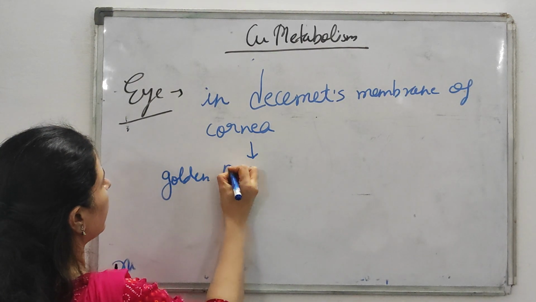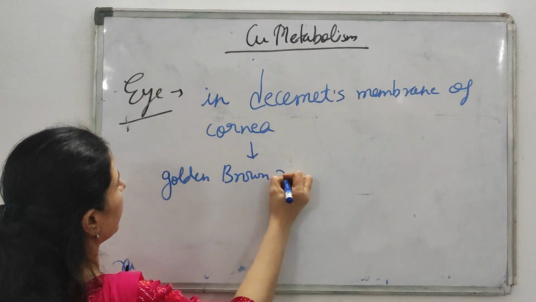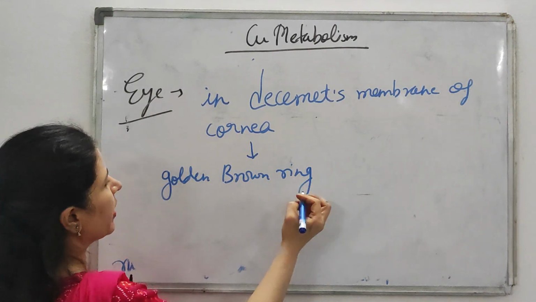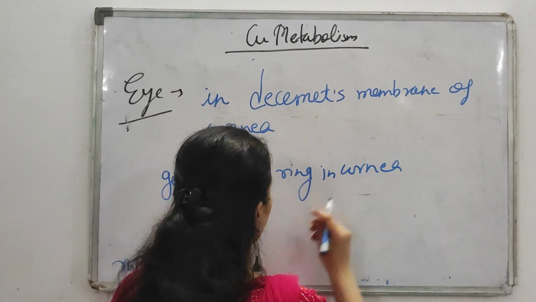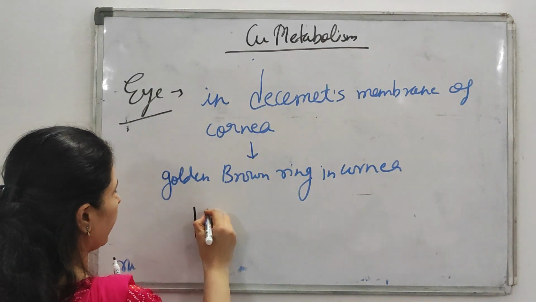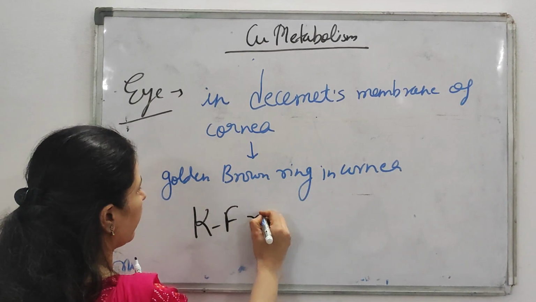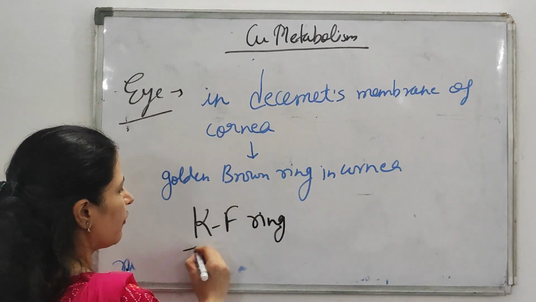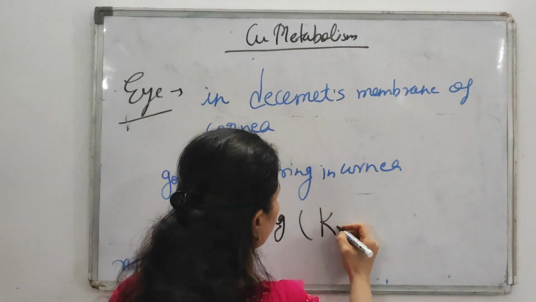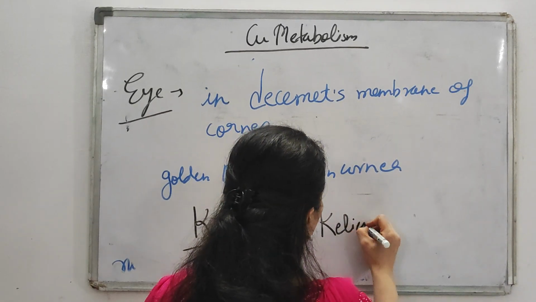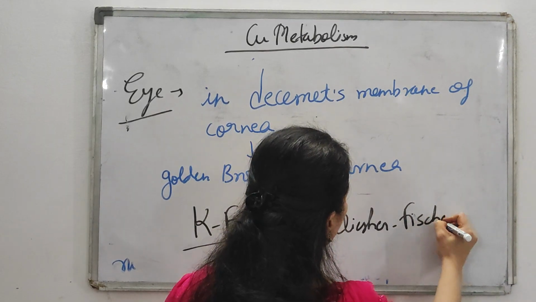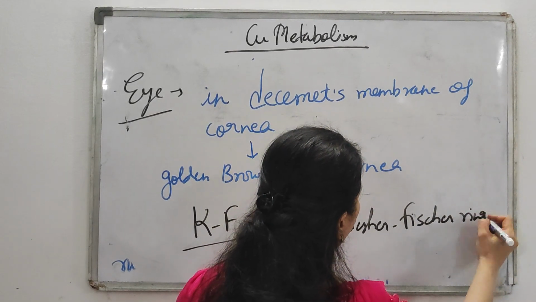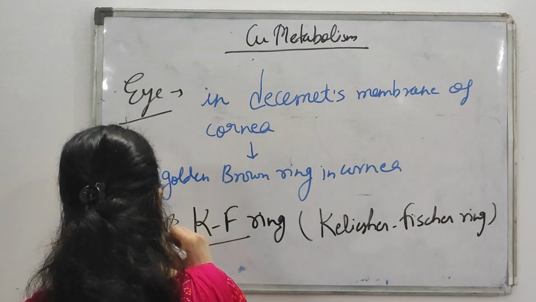So excess copper gets deposited into the Descemet's membrane of the cornea and it will form a golden brown ring. It will form a golden brown ring in the cornea and that ring is known as what? That ring is known as the KF ring. Okay, what is the full form of KF ring? Kayser-Fleischer ring. Okay. So the question is asked, very important star point.